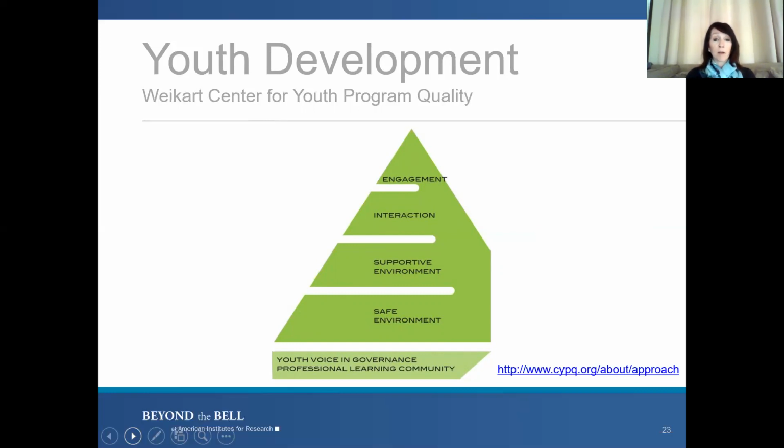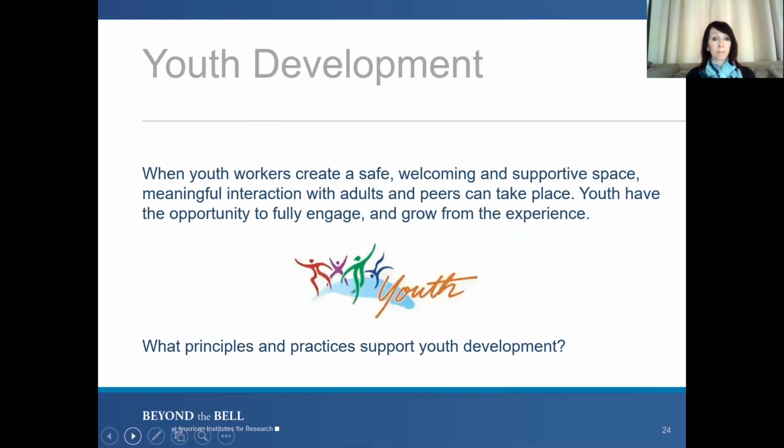And finally, we get to the top of the pyramid where we have youth engagement, where youth are planning, they're making choices, and they're also doing some reflection on perhaps their activities and how they're feeling and acting and moving through the program. When youth workers develop a safe, welcoming, and supportive space, meaningful interaction with adults and peers can take place. Youth have the opportunity to fully engage and grow from the experience.